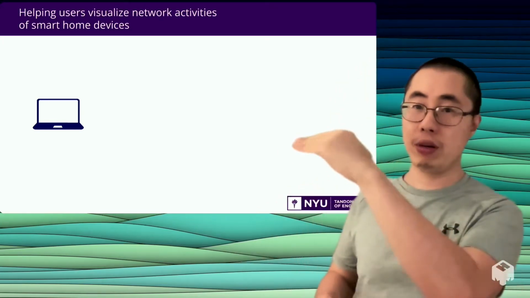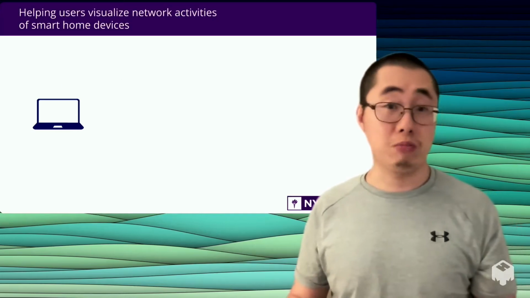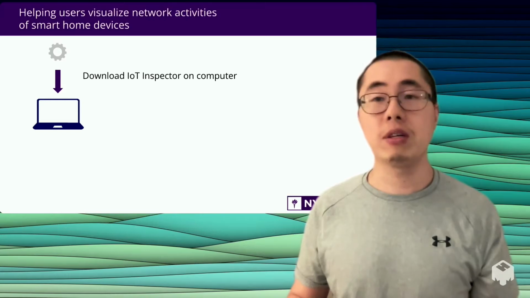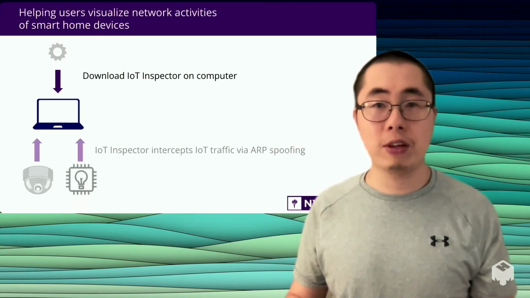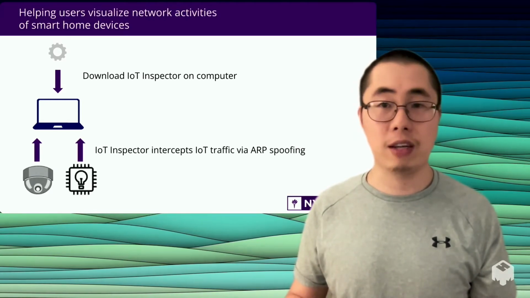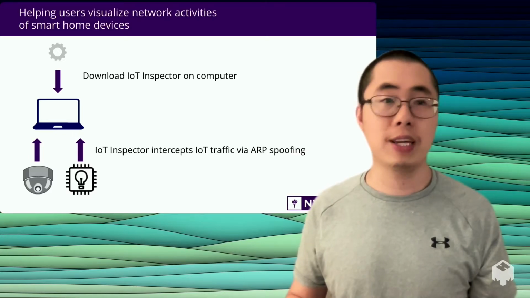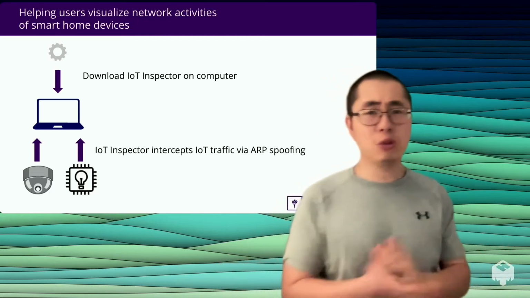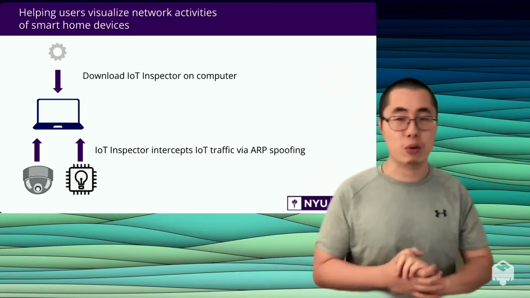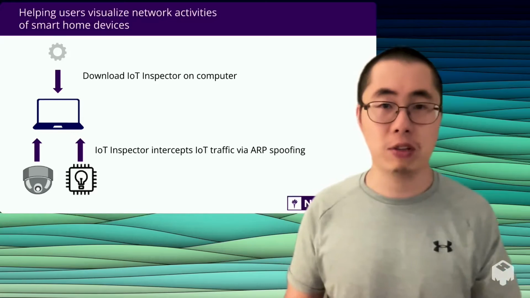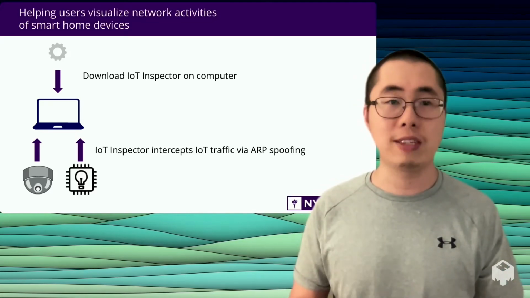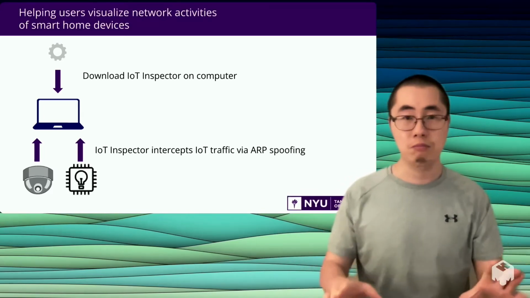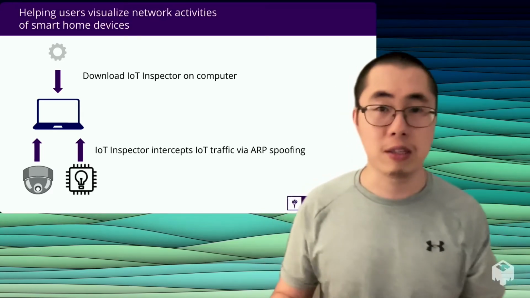A user turns on their computer at home. The user downloads IoT Inspector to the computer. The user then runs IoT Inspector. IoT Inspector automatically captures traffic of IoT devices on the home network using a technique called ARP spoofing. In other words, the user doesn't even need any additional hardware. Just run IoT Inspector and he can capture, analyze, and visualize network traffic without additional hardware, without additional changes to the router. Basically, a few clicks, and users can see the visualization.